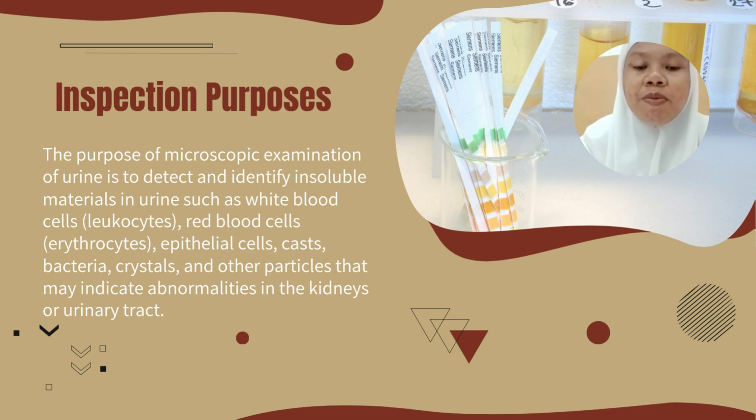Next slide, inspection purpose. The purpose of microscopic examination of urine is to detect and identify insoluble materials in urine such as white blood cells or leukocytes, red blood cells or erythrocytes, epithelial cells, bacteria, crystals, and other particles that may indicate abnormalities in the kidneys or urinary tract.